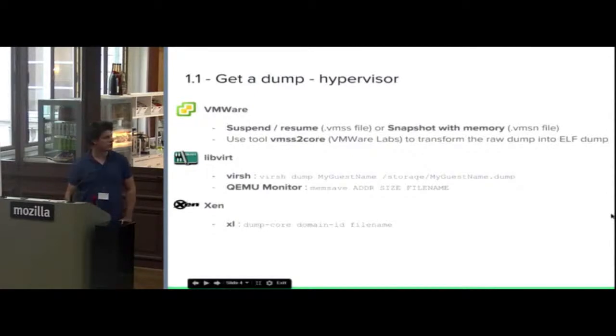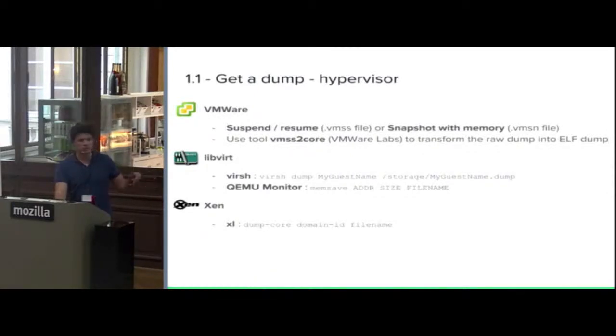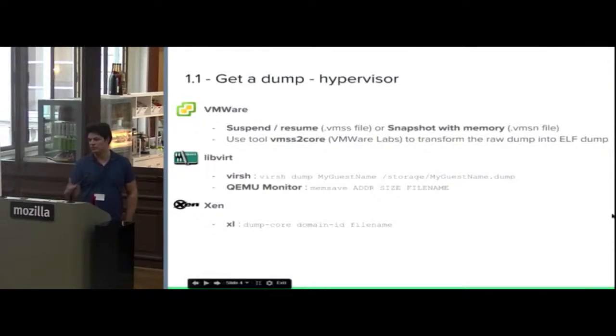So from a hypervisor, if you are using VMware, you can just suspend the machine and copy the file. When you suspend the VM, it will create a VMSS file. And then you can just download it and use a tool provided by VMware, which is called vmss2core. That way you have minimum downtime.